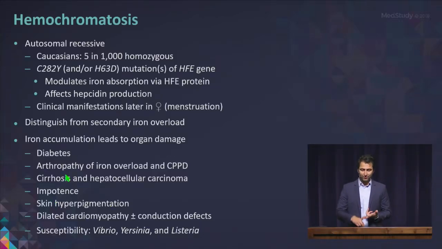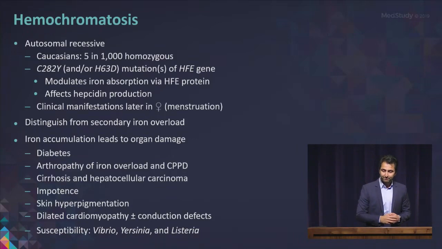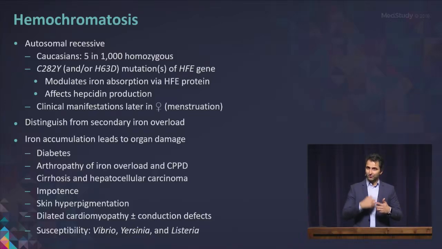Endocrinopathies like diabetes, arthropathies, liver disease, including cirrhosis, cardiomyopathy and conduction defects, susceptibility to certain infections, right? You want to distinguish it from secondary iron overload. If it's secondary, you're going to have a clue in the history, like they have sickle cell disease and they get transfusions all the time, or they have alpha thalassemia trait, remember? Or somebody has been giving them oral iron erroneously for 20 years. You're going to get those kind of clues if it's secondary. Women may present later in life than men because they have a treatment with menstruation, right? So they may not show iron overload until later in life.